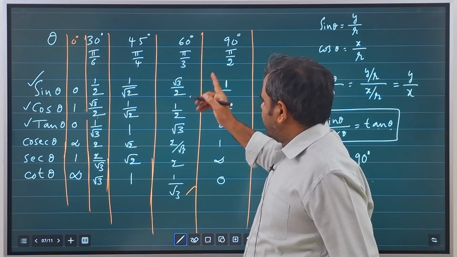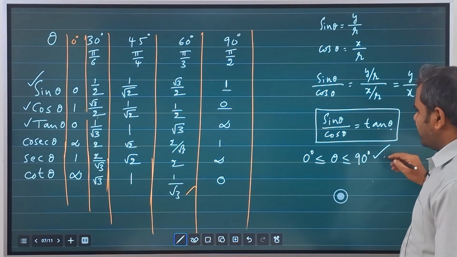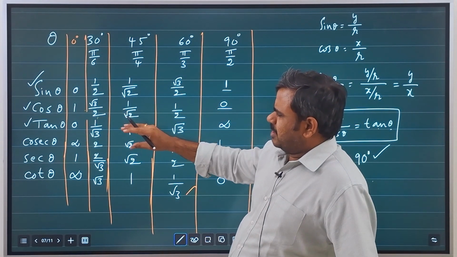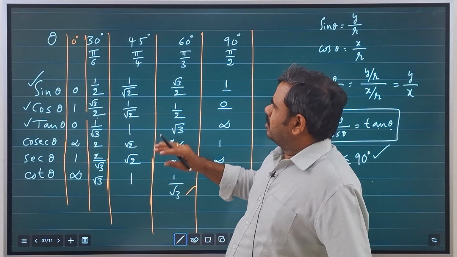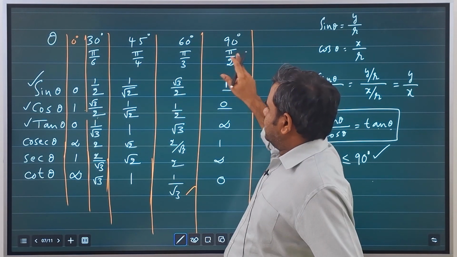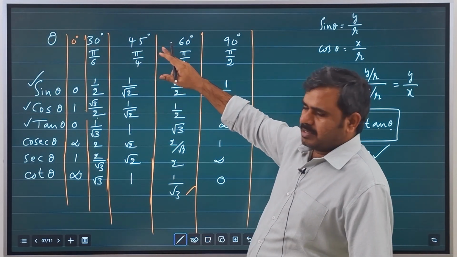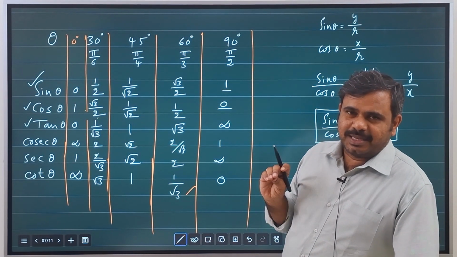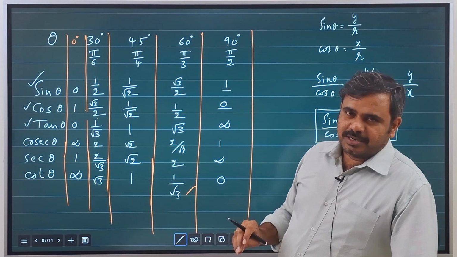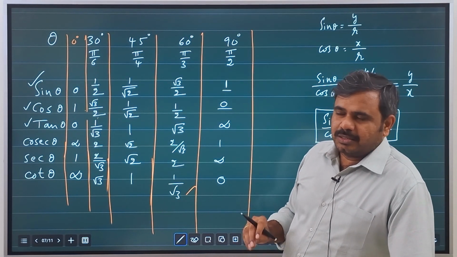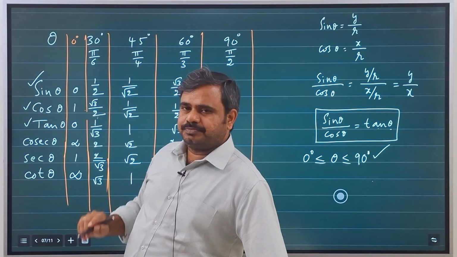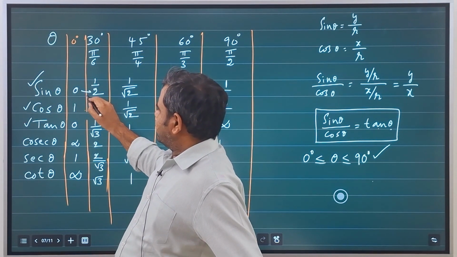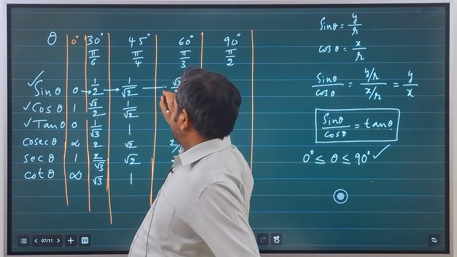So only for acute angles, only for angles less than 90 degrees, we wrote down values of sine theta, cos theta, tan theta. Okay. So look at all the angles that we have taken: 0 degrees, 30 degrees, 45 degrees, 60 degrees. All these angles are less than 90 degrees. Look at the first ratio, sine theta. Look at how sine theta is changing as the angle is changing.